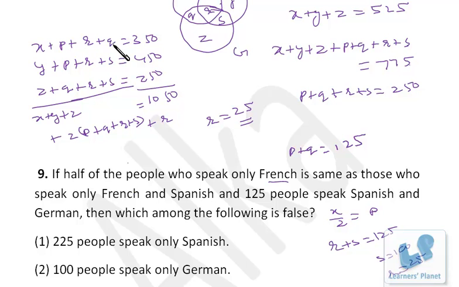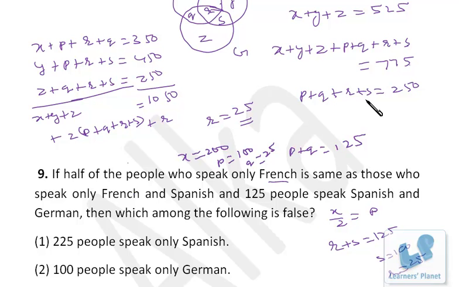Now, if we put the value of P plus Q over here, that is 125, then R is 25. So P plus Q plus R is 125 plus 25, that is 150. That means X will be 350 minus 150, that means X is 200. Okay. And X by 2 is P, that means P is 100. And if P is 100, Q must be 25, right?